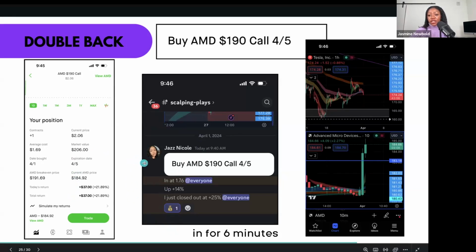I put this trade in the Discord group. All these trades are put in the Discord group. Got this at 9:40, up 14%, pretty much right after I got it. And then I'm letting them know I closed out at 25%. This screenshot was taken at almost 22%, but when I closed it out, it was at 25% because of this candle right here. This is another bullish engulfing candle, a huge candle for the first 15 minutes of the market. And I decided to ride that wave.